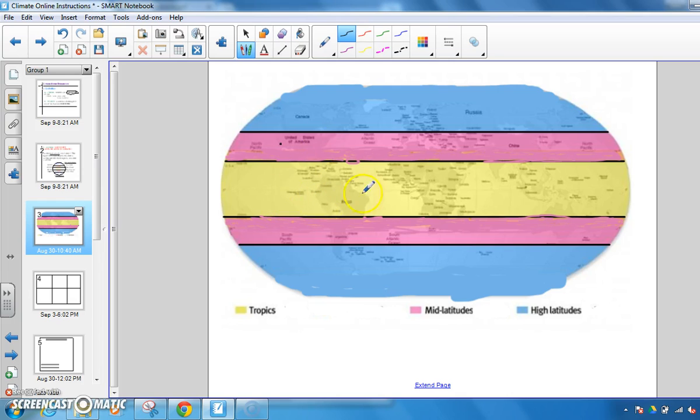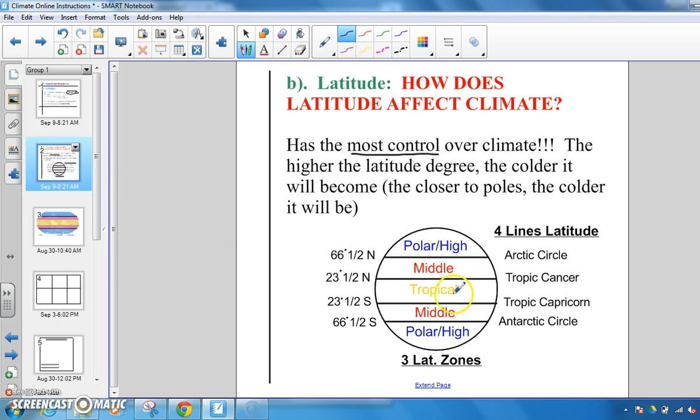Now, because it's a little bit further away from the equator, you're going to notice a variation in temperature. It's going to be warm during the summer times. It's going to be cold during the winter times. You're going to see a variation of temperature, unlike the tropical. And the last latitude zone, south of the Antarctic Circle and north of the Arctic Circle, you're going to notice they're cold. That would be the polar or the high latitude areas. That would be blue.